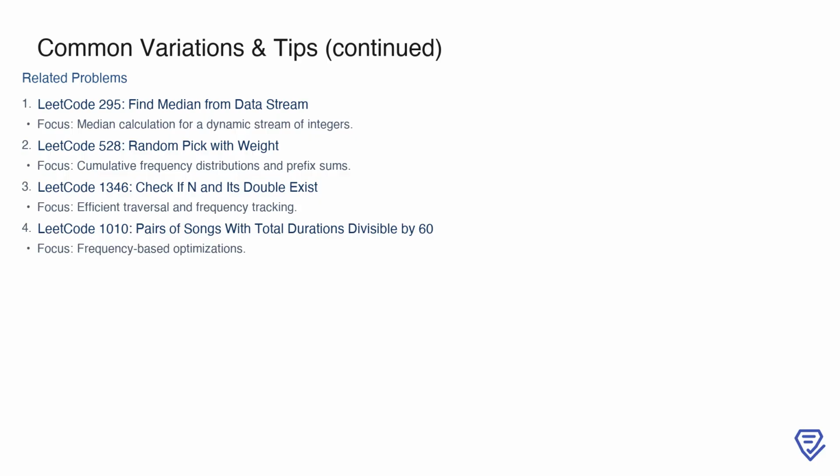LeetCode 1346, Check If N and Its Double Exist, highlights efficient traversal and frequency tracking techniques. Finally, LeetCode 1010, Pairs of Songs With Total Durations Divisible by 60, demonstrates frequency-based optimizations in a different context. Exploring these problems can deepen your understanding of frequency-based algorithms and help you recognize patterns across various challenges.